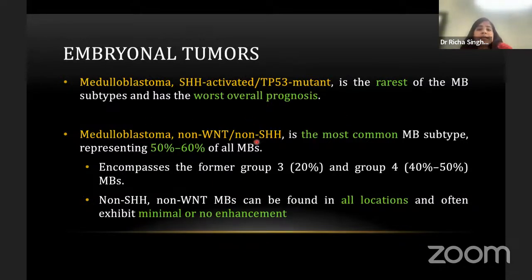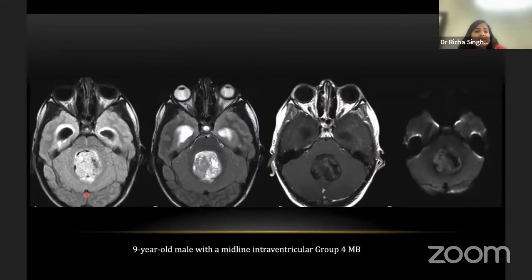Now, there is a third group, that is the non-WNT, non-SHH group. They are the most common group of medulloblastoma, and they can be seen in any location. Initially, in the 2016 classification, they were divided into group 3 and group 4 tumors. They are characterized by minimal or no enhancement. That is the most characteristic feature of these lesions. All other features will be like that of a typical medulloblastoma, a solid lesion with few areas of necrosis. The enhancement will be very minimal in these lesions as opposed to a conventionally described medulloblastoma. The diffusion restriction will be marked, the perfusion will be marked.